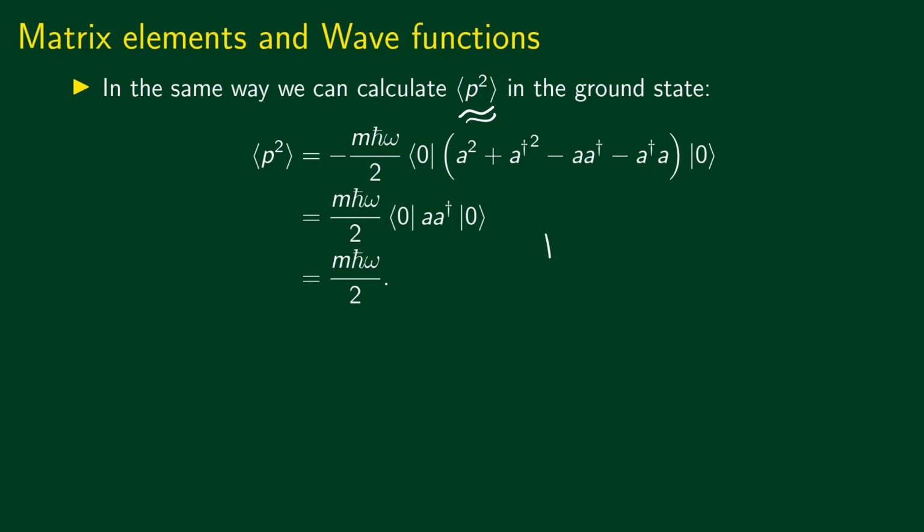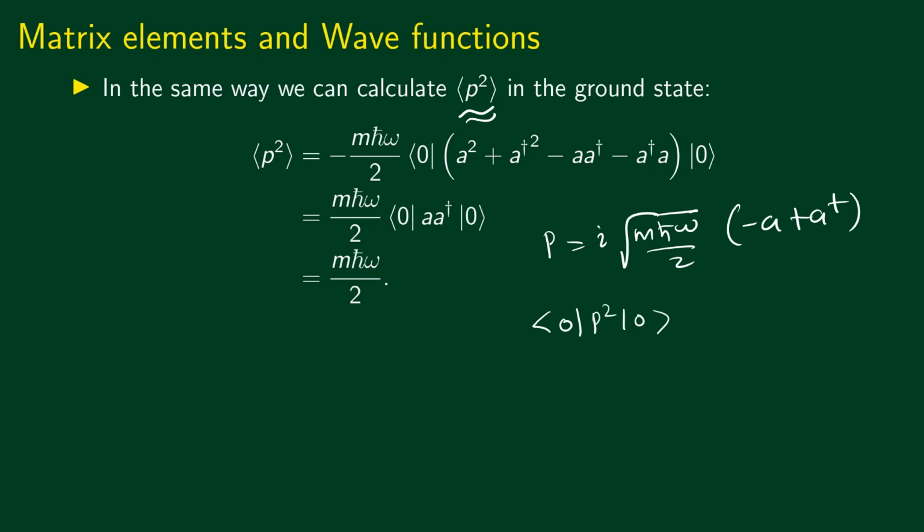In the same way, we can calculate the expectation value for P squared in the ground state. We just start with the expression P equal to i times the square root of mħω divided by 2, times (A dagger minus A). You can now find the square of the P operator just as before. The expectation value of P squared in the ground state can be calculated as bra 0, P squared, ket 0. You substitute for P squared in terms of A and A dagger, and you get minus mħω divided by 2, bra 0, (A squared plus A dagger squared minus A A dagger minus A dagger A) acting on ket 0. This is just P squared.